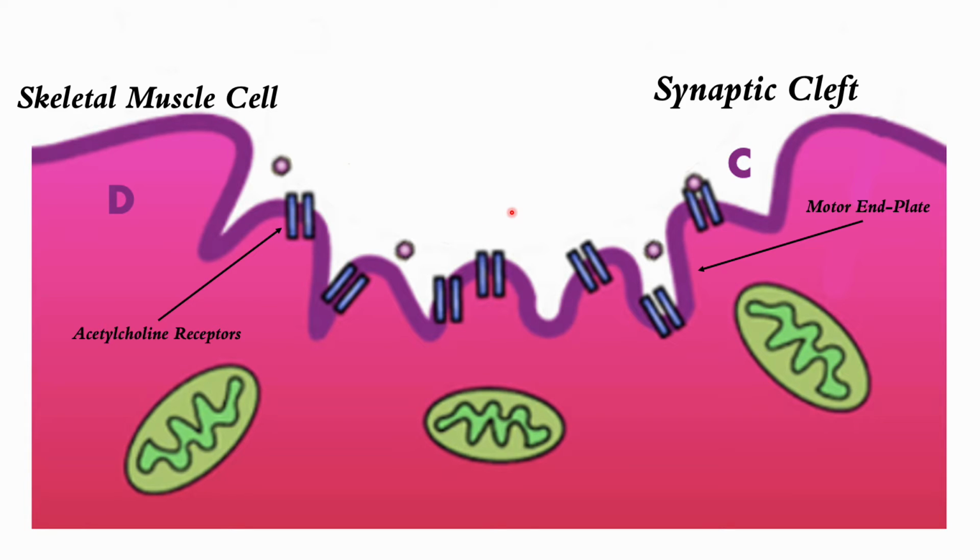More surface area allows for a higher concentration of chemical-gated cation channels called acetylcholine receptors. These are shown as the blue stripes on the sarcolemma. The synaptic cleft is the space between the motor neuron and the skeletal muscle cell. Here it is labeled as C. Now that we have labeled all the important structures, let's look at how the neuromuscular junction works.